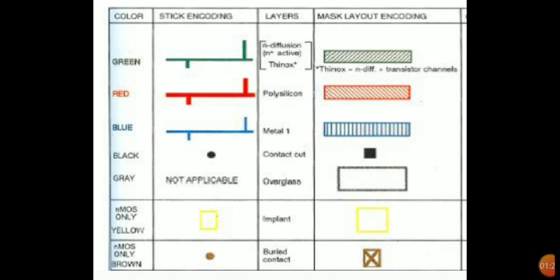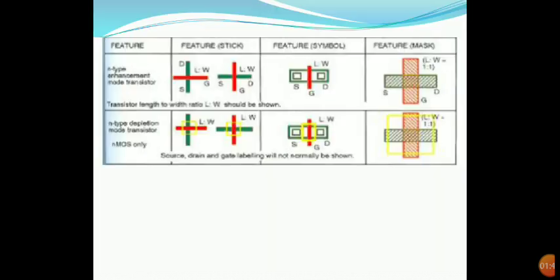So green, red, blue, black, gray, NMOS, brown, yellow, and then implant, and then buried contacts, overglass, contact cut, metal one, and then polysilicon layer, N diffusion. These are some colors with the stick encoding diagrams.